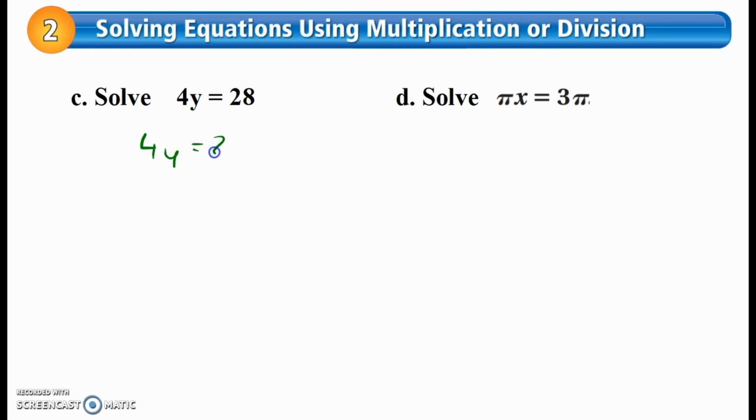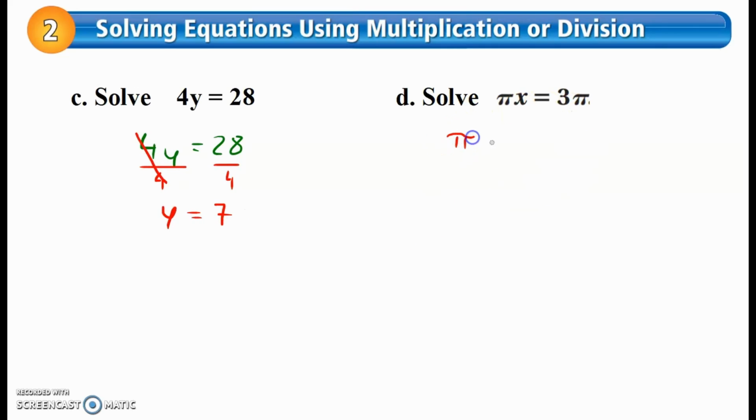All right. Here we have a multiplication. 4y is equal to 28. Y is being multiplied by 4, so I'm going to divide. Divide by 4 on each side. That cancels this out. Y is equal to 7.